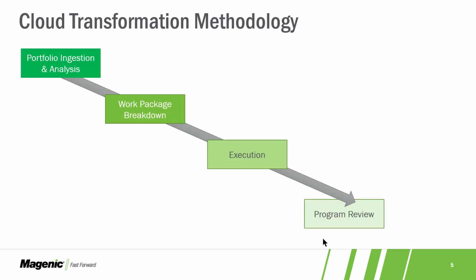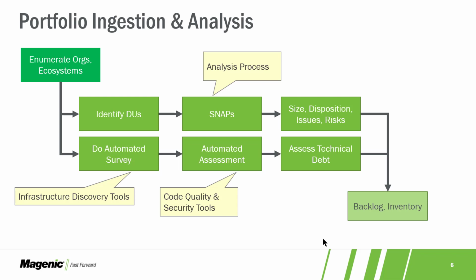So the cloud methodology is 4 steps: ingestion analysis, work breakdown, execution, and programming. Portfolio ingestion analysis is comprised of 2 parallel tasks where our goal is to enumerate the orgs and ecosystems that are in scope for the migration. We want to end up with a backlog and an inventory: a backlog of things we need to do and an inventory of the things we have, including existing infrastructure.